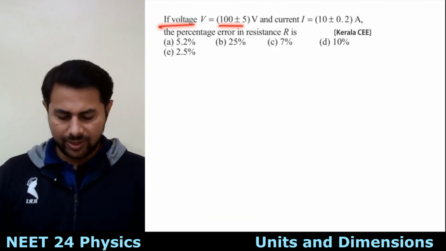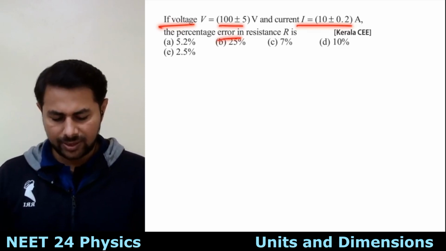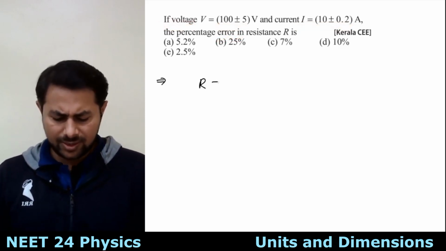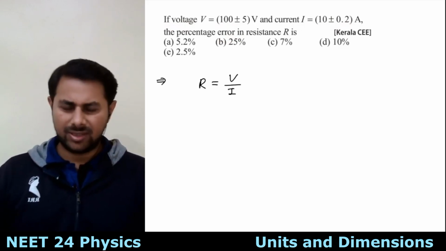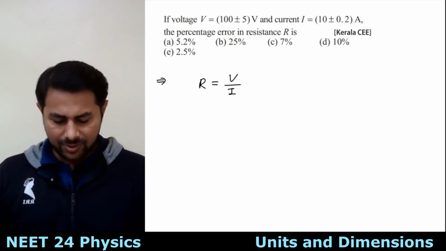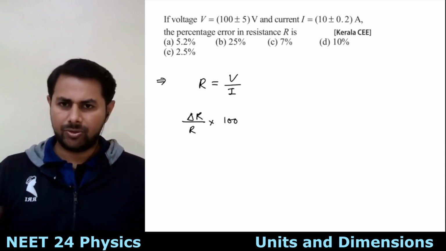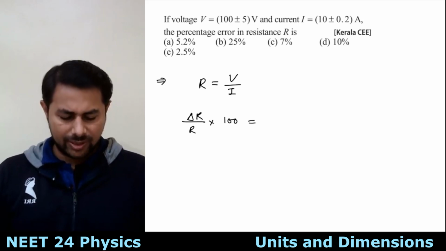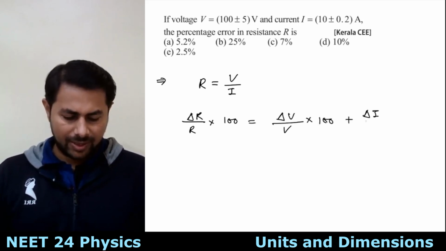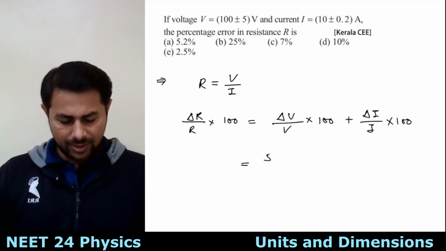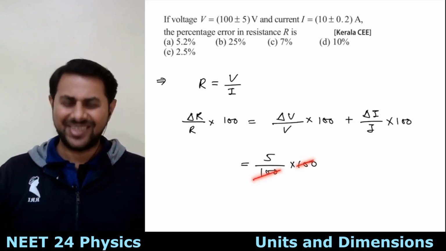If voltage V is this thing and current is this thing, the percentage error in the resistance is. Okay, so what is resistance? It's V by I. Now these are kind of repeated questions. So you have delta R by R multiplied by 100, because you want percentage error. It will be just delta V divided by V multiplied by 100 plus delta I by I multiplied by 100. It's very simple, right? So that's 5 by 100 times 100. That's very good. 100 gets cancelled out.